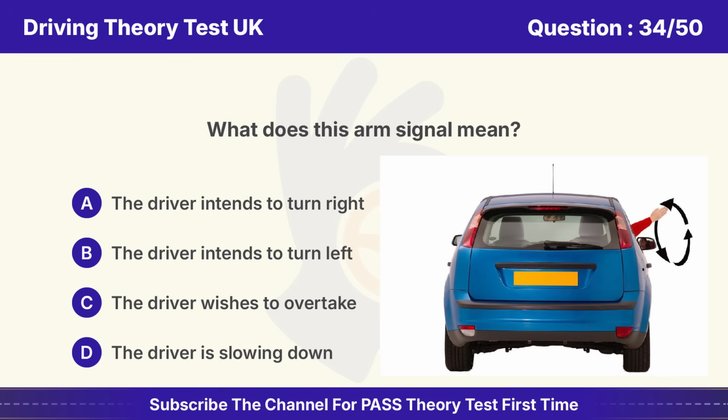Question 34. What does this arm signal mean? Option A. The driver intends to turn right. B. The driver intends to turn left. C. The driver wishes to overtake. D. The driver is slowing down.